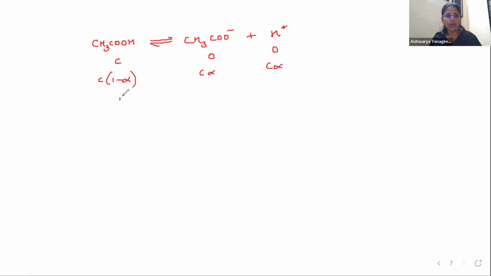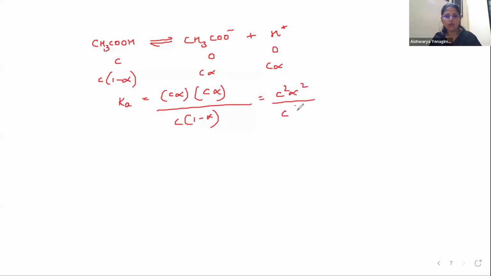Since this is at equilibrium, I'll write the equilibrium constant K, and that will be equal to the concentrations of products, C alpha into C alpha, by the concentration of the reactant, C(1 minus alpha). So this can be written as C square alpha square by C(1 minus alpha). One C gets cancelled. So K is equal to C alpha square by (1 minus alpha), that means concentration of the products by the reactants. Where alpha is the degree of dissociation and C is concentration.